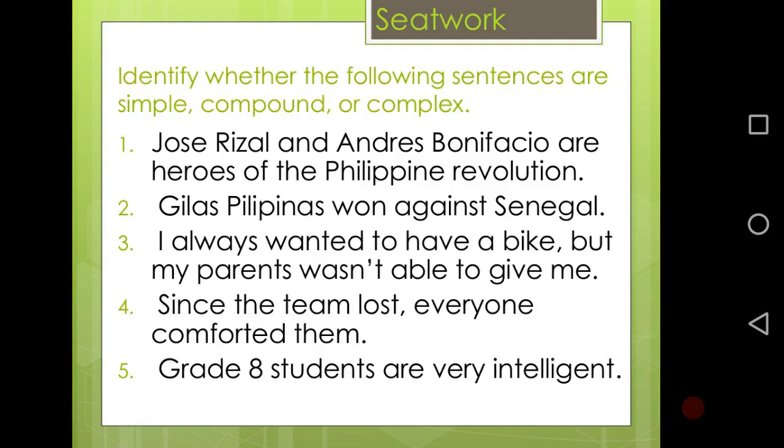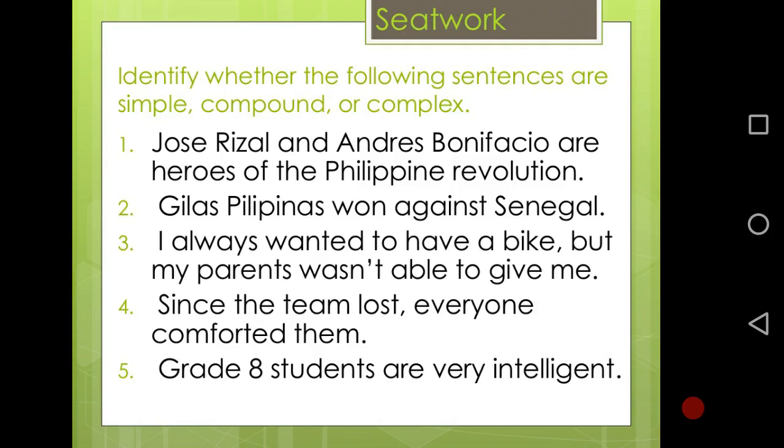And Gilas Filipino won against Senegal. What is it? Yeah, it is also a simple sentence. Gilas Filipino is the subject, and won against Senegal is the predicate. Remember that the predicate includes everything that shows about the action of the verb. So it may include the preposition, the noun, or the adverb. But it has the verb as the head of the predicate.